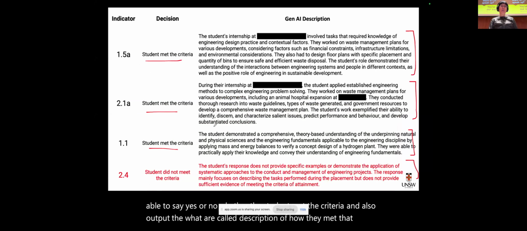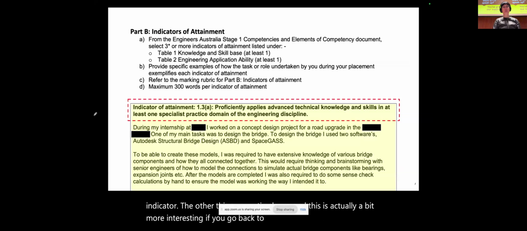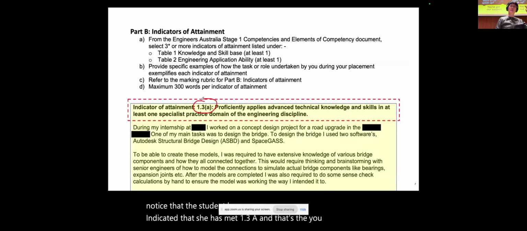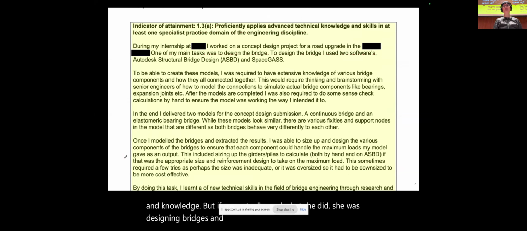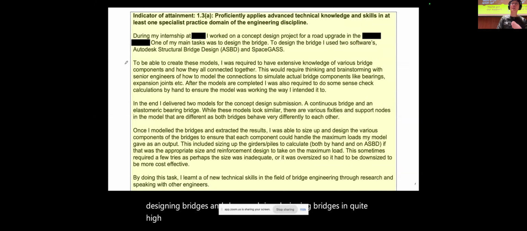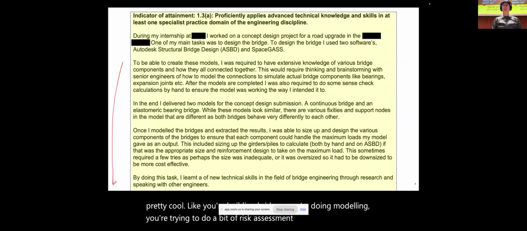The other thing we noticed, and this is actually a bit more interesting, if you go back to that sample I gave you, notice that the student has indicated that she has met 1.3A, and that's the fundamental skills and knowledge. But if you actually read what she did, she was designing bridges, and she was designing bridges in quite a high level way, I think. I'm not a civil engineer, I'm a chemical engineer. But when I read through that, I go, well, this is pretty cool. You're building bridges, you're doing modeling, you're trying to do a bit of risk assessment, sizing, etc. So why did you say you're only meeting 1.3?